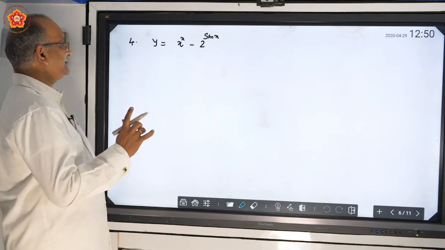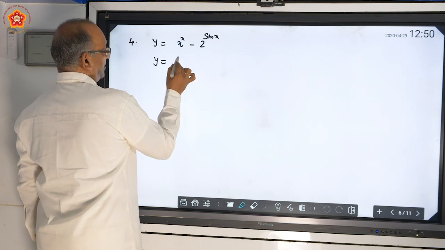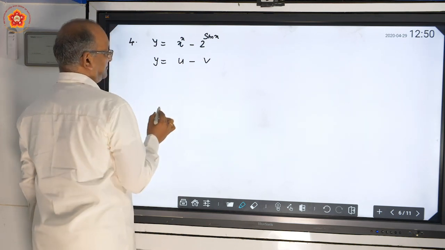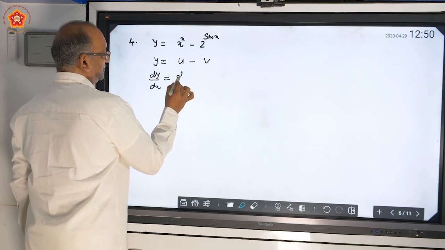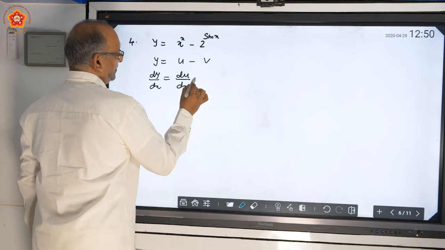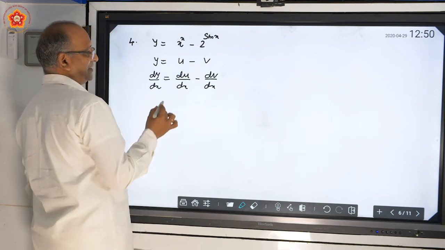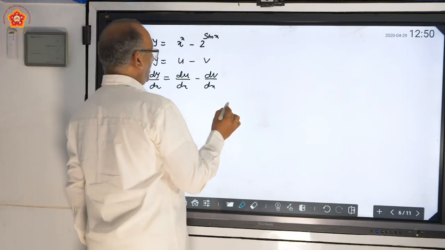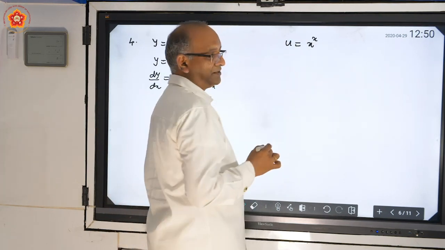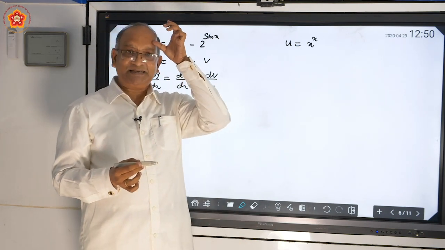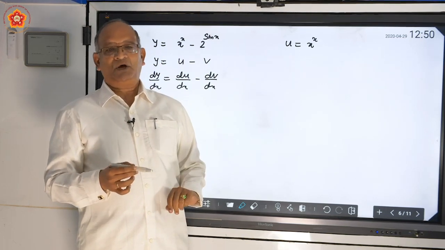So how do we solve when it is so special? We take it as u and the other one as v. We assume that this is u and this is v. So we say dy by dx is equal to du by dx minus dv by dx. Find the derivative of each of them independently and substitute. How do you do that? U is equal to x to the power x. We discussed that logarithmic differentiation is used when base and power both are variables like this problem. So how do you proceed?